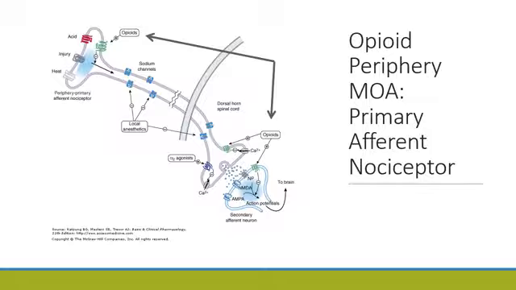The other thing that we see on here is opioids in two different places. We can see them way out at the end of the primary afferent nociceptor, and also within the synapse between the primary and the secondary afferent nociceptor. In both of these locations, the opioid receptors are going to significantly depress, or essentially turn off or slow down, that nerve impulse from being transmitted.